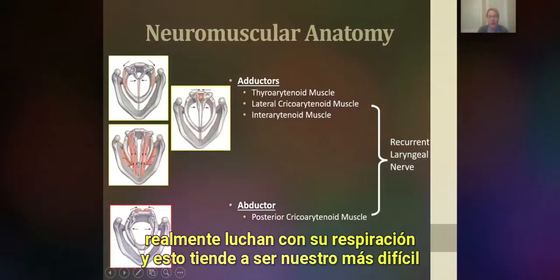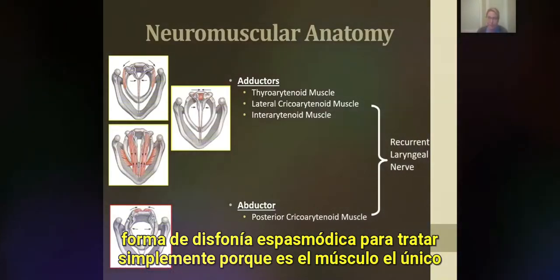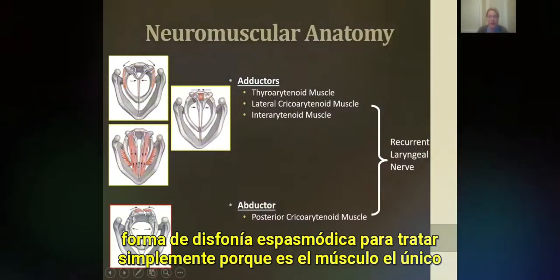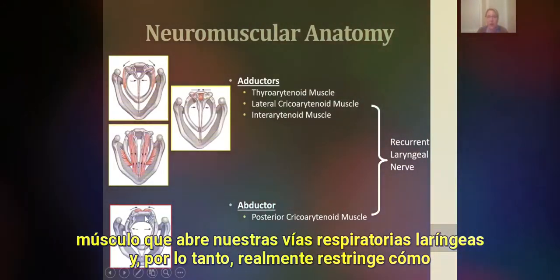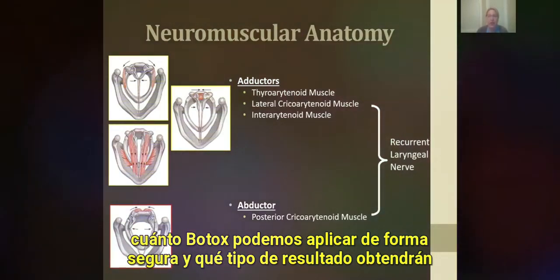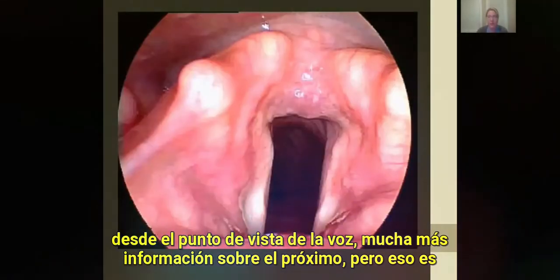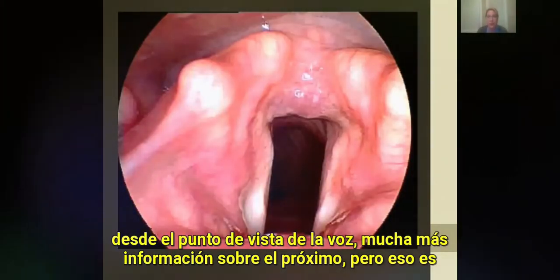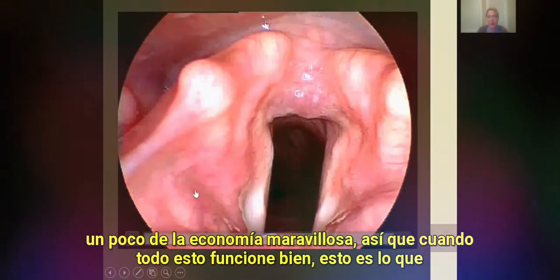And so this tends to be our most difficult form of spasmodic dysphonia to treat, simply because it is the only muscle that opens up our laryngeal airway, and so it really restricts how much Botox we can put in safely, and what kind of result they're going to get from a voice standpoint. But we'll have more information on that upcoming. But that's a little bit of the underlying anatomy.